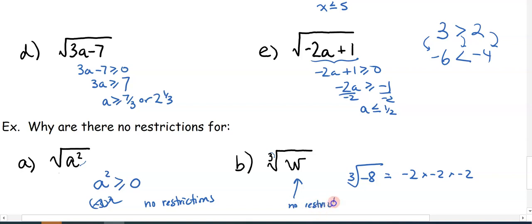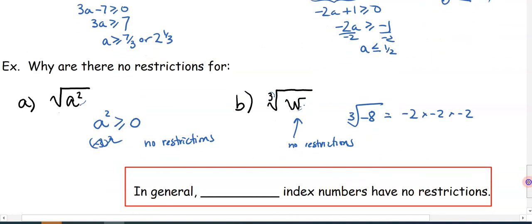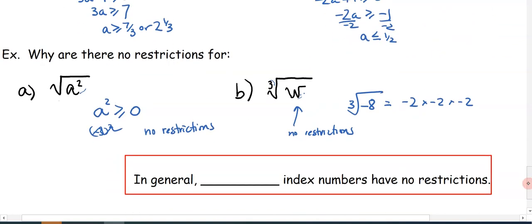So you need to know when to write no restrictions. Okay? And you need to go, well, when can that be a negative? When is it okay for that to be a negative? It's okay for that to be a negative when you're squaring a negative or taking a fourth power of a negative because it'll become positive. Or when you're taking an odd root of what's underneath, then it doesn't matter if it's negative. Okay? So in general, odd index numbers have no restrictions. Okay?